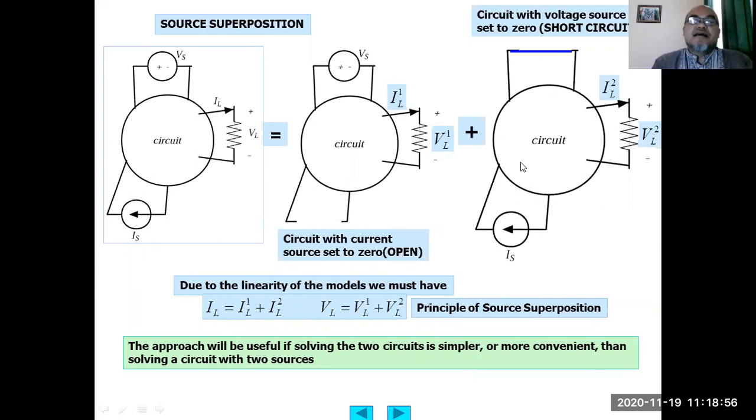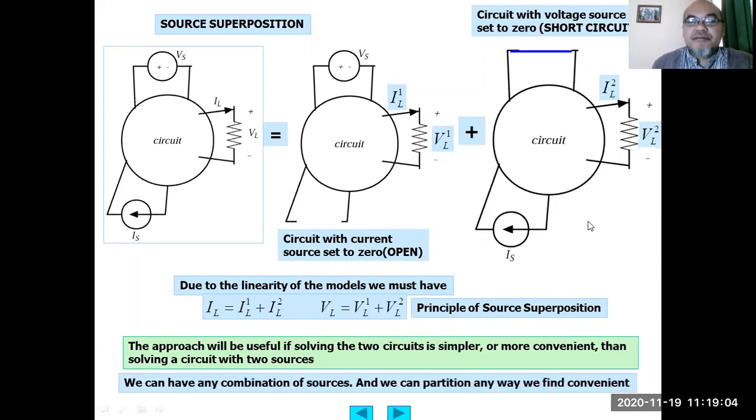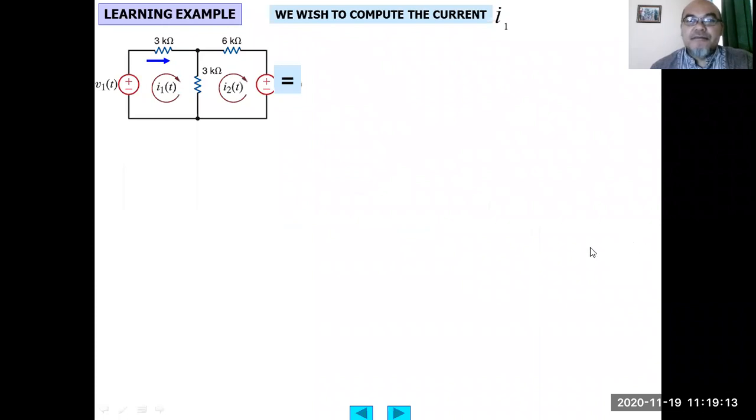If it is easier when done independently, then this method will be useful. We can have any combination of sources, and then we can partition any way we find convenient. For example, we want to compute I1. I1 is, I think, this one.